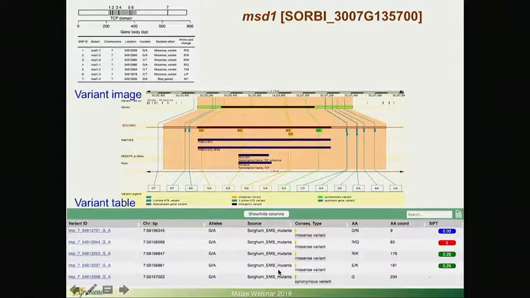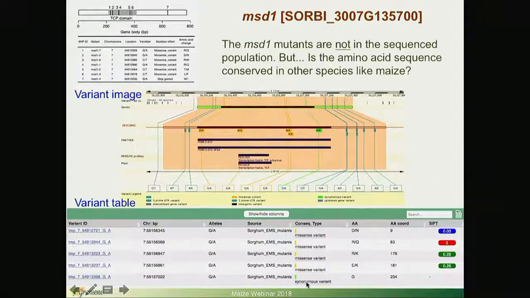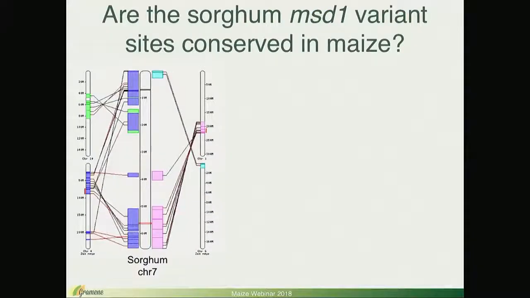I see that there are these mutants in the EMS collection. Unfortunately, the mutants reported in the paper are not in the sequenced population, so we cannot see them here. But the question would be, is the amino acid sequence conserved in other species like maize? And that's how you can go about using sorghum as a platform for your own studies.